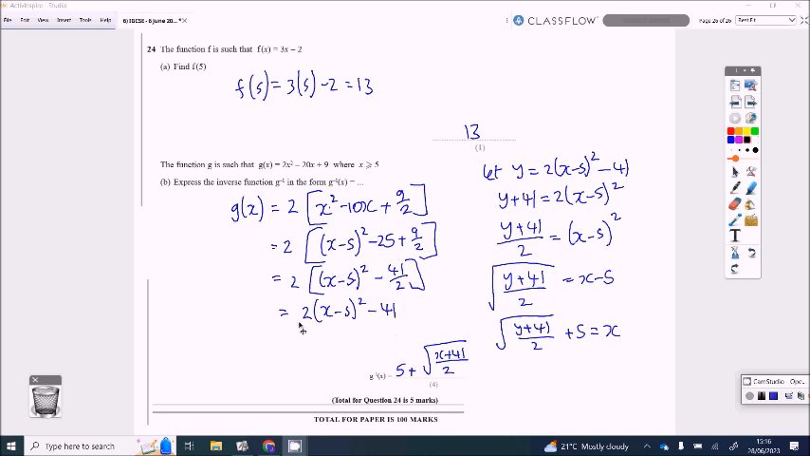So I can change the subject on this because x is only cropping up once. Let y equal this function. I've then added 41, divided by 2, square rooted, and then added 5. Now remember, y is just something we've artificially introduced to let us change the subject. So for our final answer, we're going to replace the y with an x. Our inverse function for g is 5 plus the square root of x plus 41 over 2.